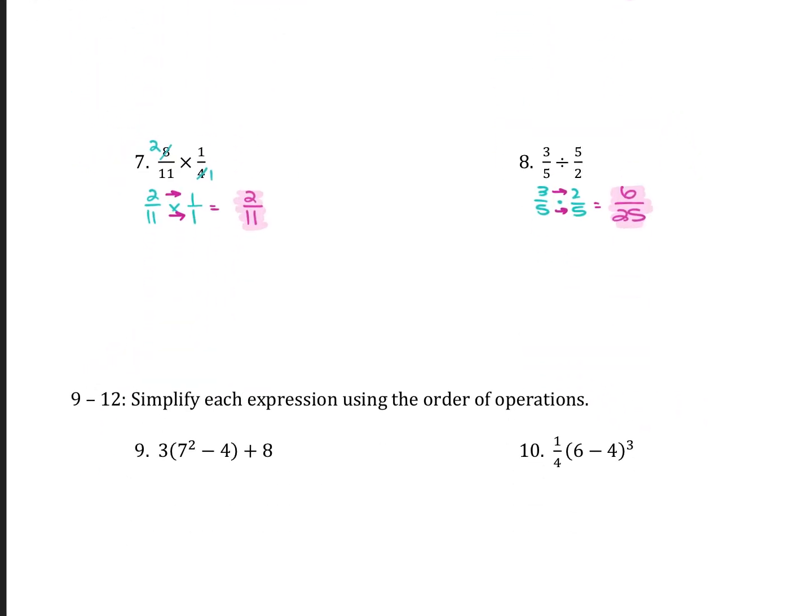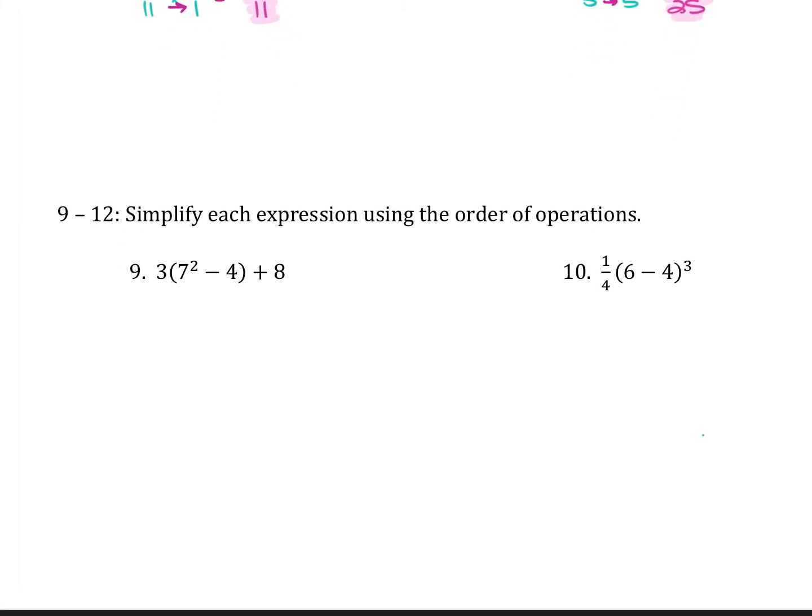Let's go back, because there is some down here. Okay. For these, we are just using our order of operations in order to simplify. For number 9, you have 3 times 7 squared minus 4 plus 8. So our order of operations, PEMDAS: parentheses, exponents, multiplication or division from left to right, then addition or subtraction from left to right. For this one, the first thing that you're going to do is work inside your parentheses.